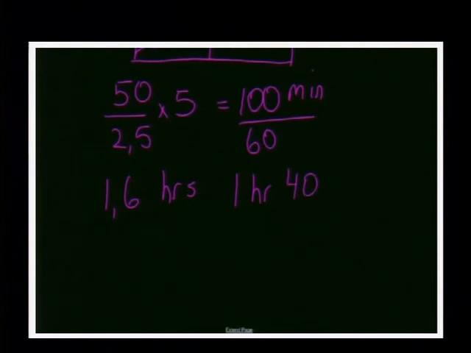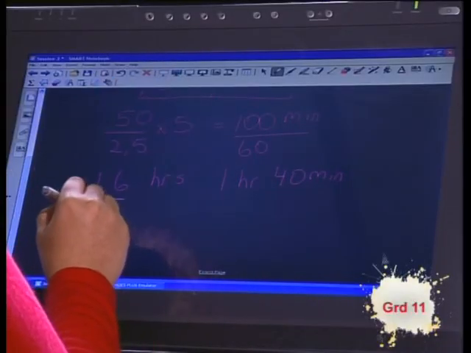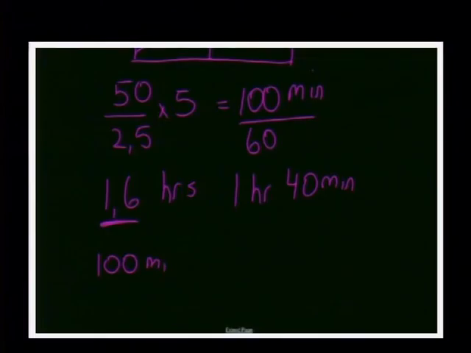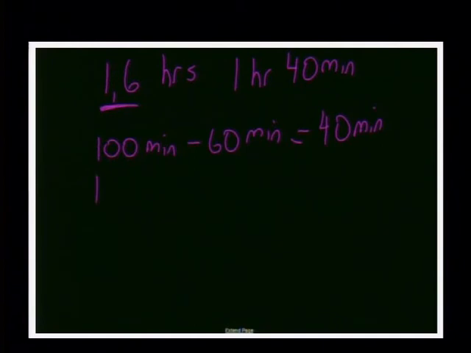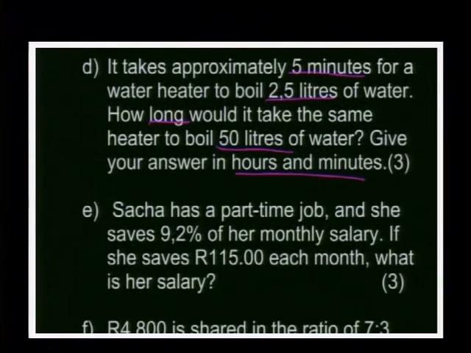and 40 minutes. The other thing I could have done is, once I'd calculated 1.6 hours, take my 100 minutes minus 1 hour, which is 60 minutes, there's my 1, and I end up with 40 minutes remaining. So from that I can clearly see that it is 1 hour and 40 minutes. Right, have we answered the question? Go back to the question, and we've answered it in hours and minutes. Let's move on to the next one.